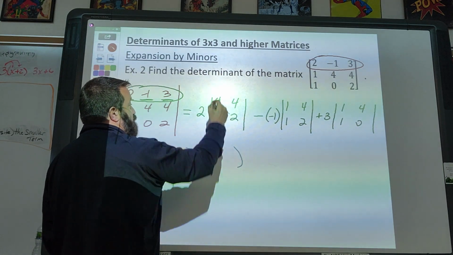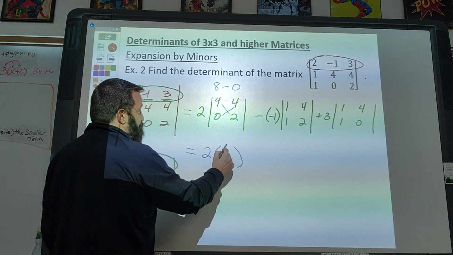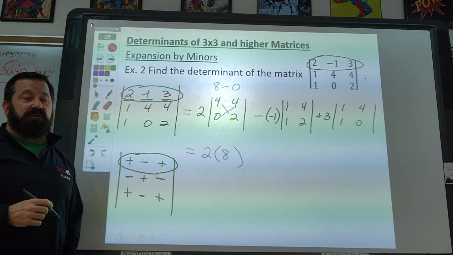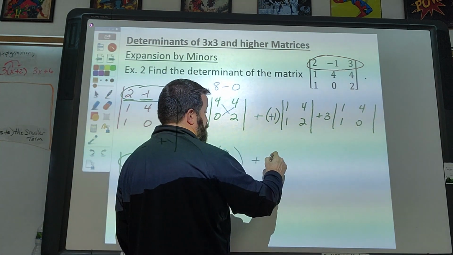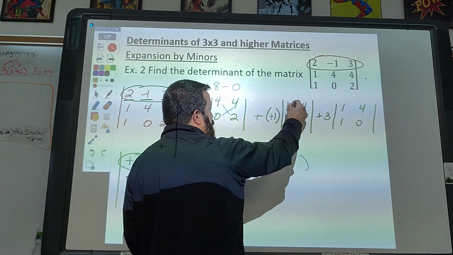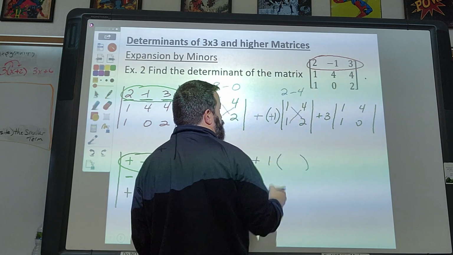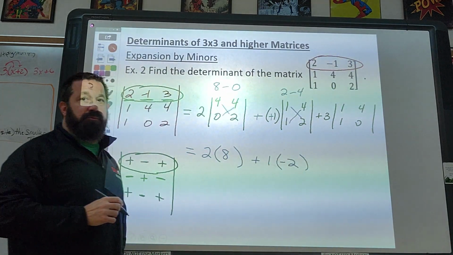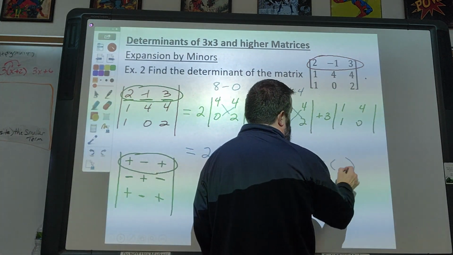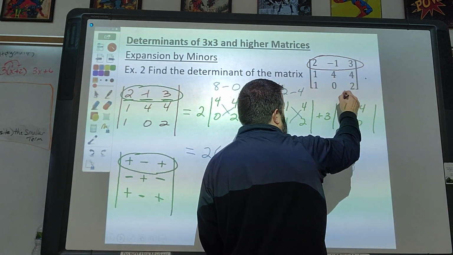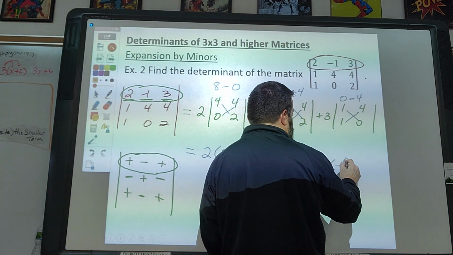You're taking 4 times 2, which is 8, minus 0 times 4, which is 0, so that minor turns out to be a value of 8. Here I've got minus a negative 1, so I'm just going to change that to plus 1 times its minor. So this minor, 1 times 2 is 2, minus 1 times 4 is 4, 2 minus 4 is a negative 2. Moving on to the last one, plus 3 times its minor. 1 times 0 is 0, minus 1 times 4 is 4, so that comes out to be a negative 4.